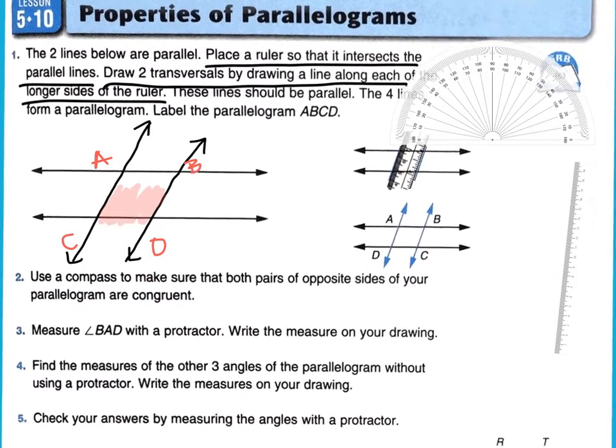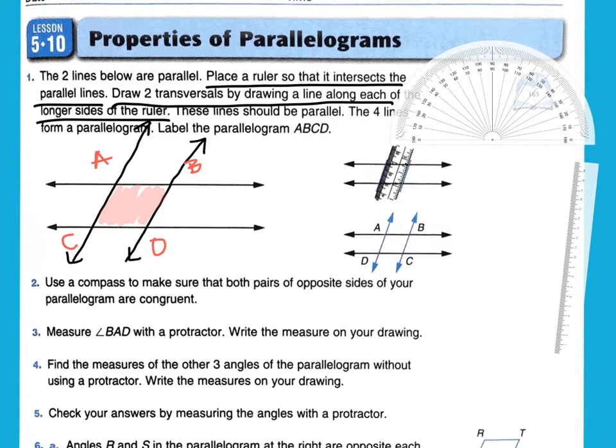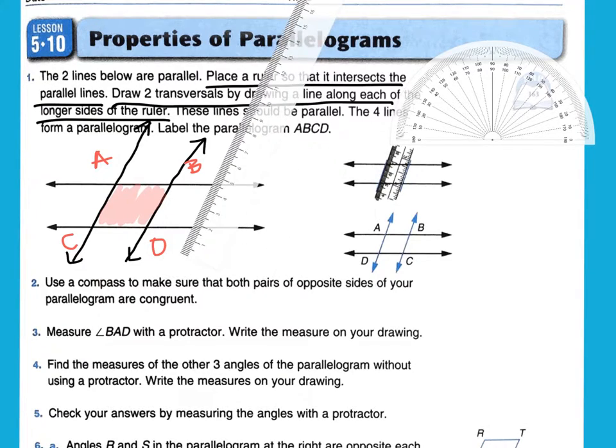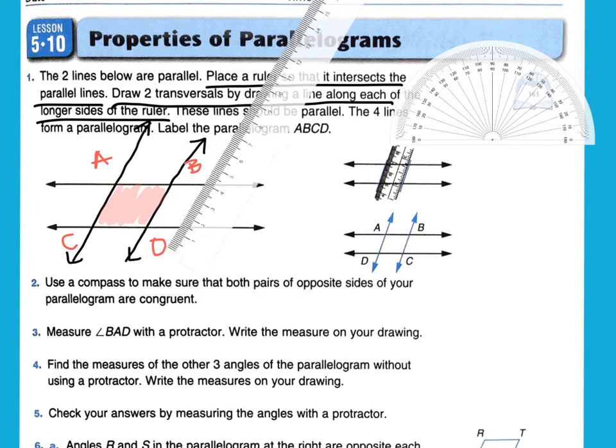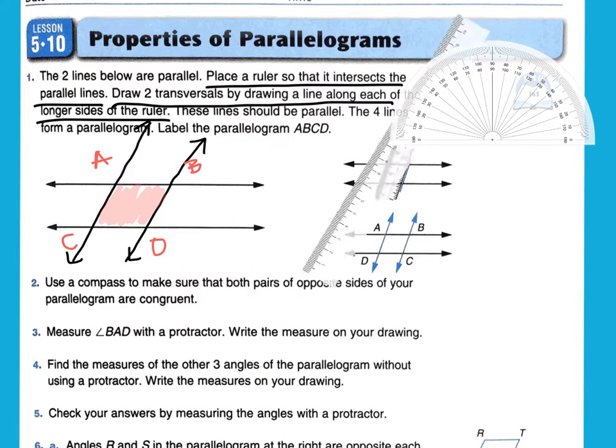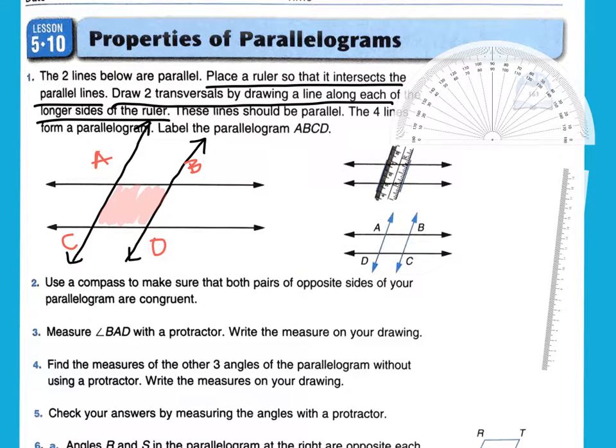Now, if we back it up, here we go, we want to be looking at number 2. We're done with number 1. Using our compass to make sure that both pairs of opposite sides of your parallelogram are congruent. So what they want you to do is take out your compass and measure, just so we can make sure that our opposite sides are congruent. We can do that right now too by checking with a ruler. So my ruler won't be accurate because you can see I can make it really big or really small. So you can go ahead and double check your sides right there.